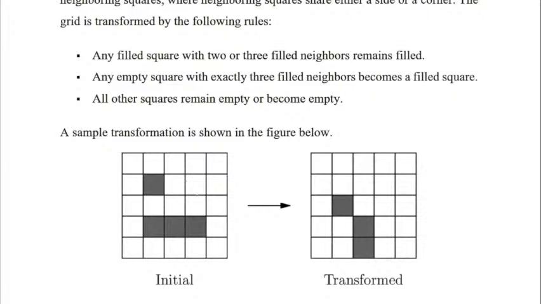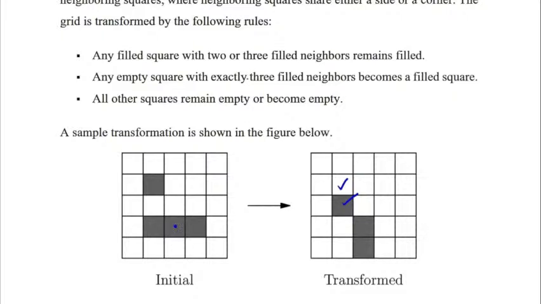Let's analyze here. Look, this part is filled, but it doesn't have 2 or 3 filled neighbors, so it will be white. So this one we understood. This one is white, so it will be condition 2. It is empty with exactly 3 filled neighbors. Why? Because this one, this one, this one. So it will be black. This one is empty because 1, 2, 3, 4, 4 neighbors. But we have how many? 3 filled neighbors.